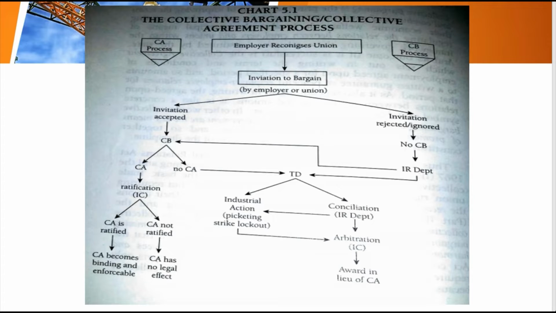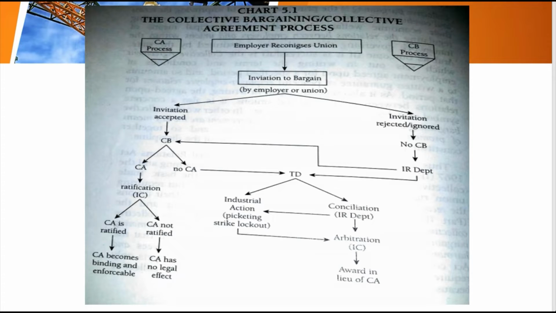And if there is no collective bargaining, since the trade union is there and the dispute invitation has been made by either party, it will go to the IR department. If you start your career somewhere in the IR department, then you are the one that is going to settle the dispute, either from the rejection of the invitation or from the conciliation process.